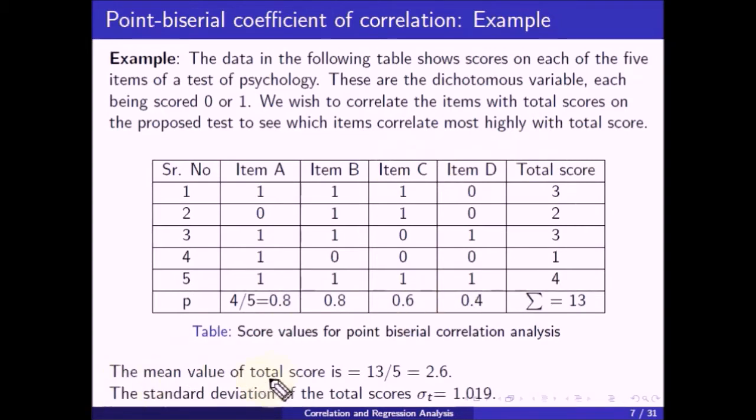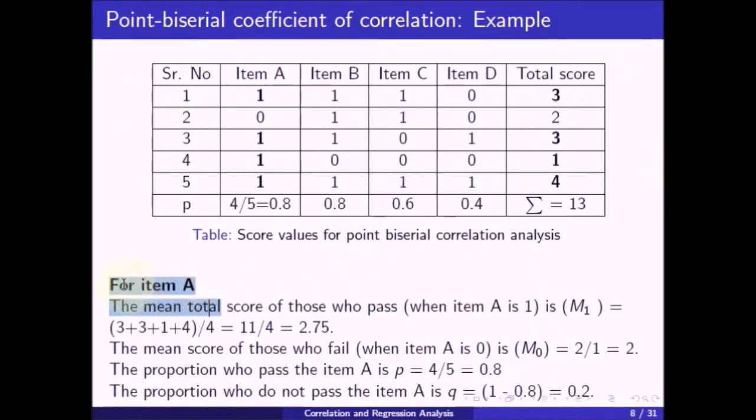The mean of the total score is what? If you add all these, it is 13, and 13 divided by 5, because there are 5 rows in total, is 2.6. And the standard deviation of the total score, if we calculate it, is 1.019.